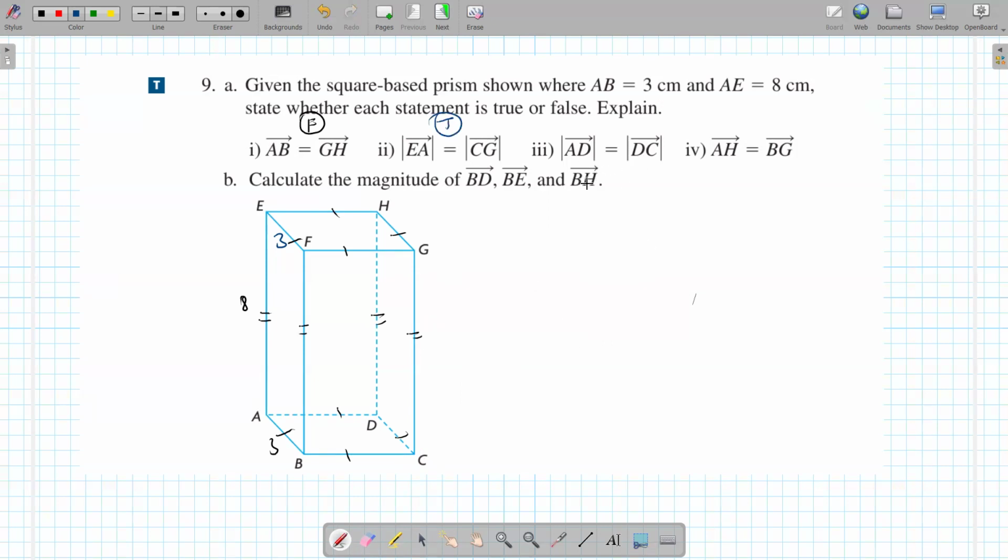AD is DC. AD is going this way. DC is going this way. True or false? True, because we're talking about the magnitude. It's a square base prism. True. The last one's a vector. AH.